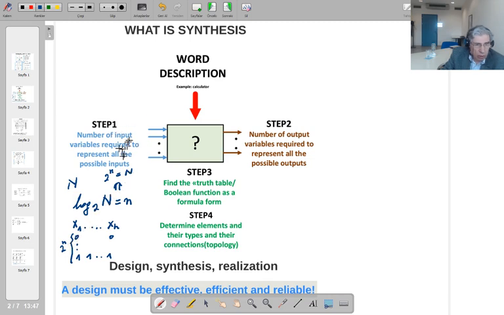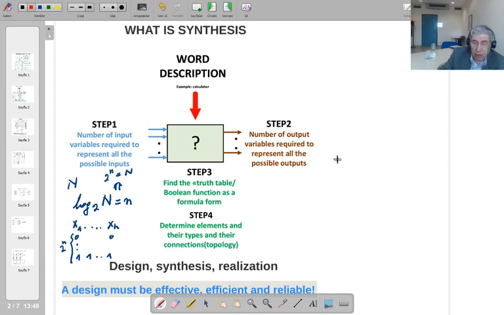So when this information is given to us, we know the input variables. The output should also be given by this word description. What is the output? There could be more than one output, not just one output. So how are you going to determine the number of output variables? It is just by how many different outputs could be observable. So if it is just 4, you need 2 variables.